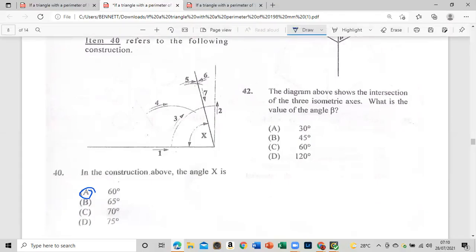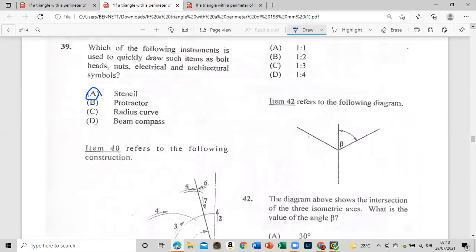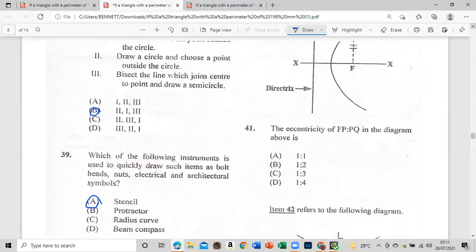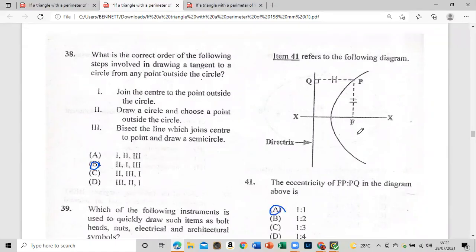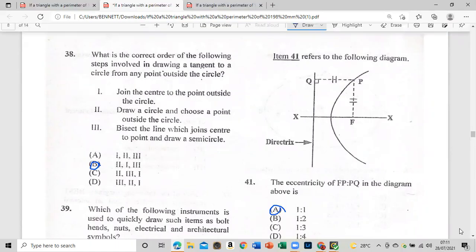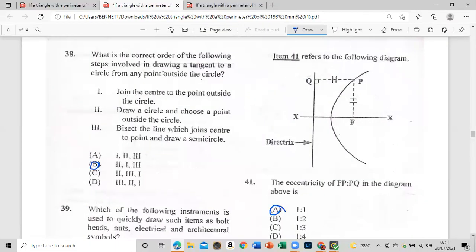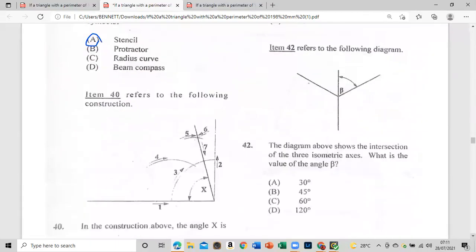All right, so 41. You guys tell me your opinion on this. 41 refers to the following diagram: the ratio of FP to PQ above is 1 to 1, assuming that it's just the ratio. All right. 42. You guys can shed some light on these.